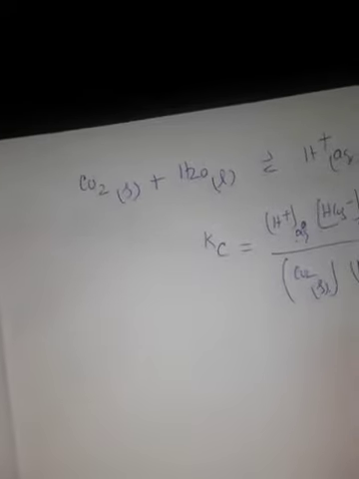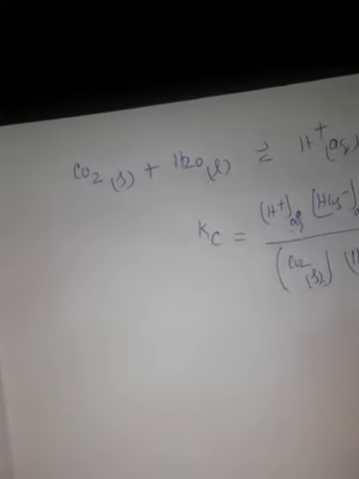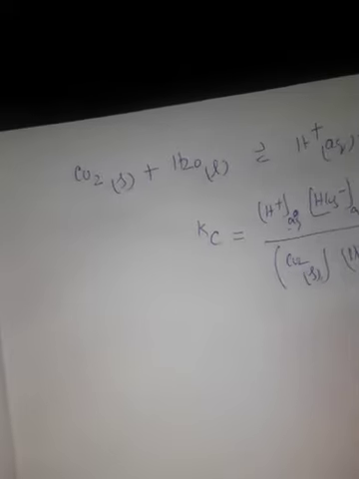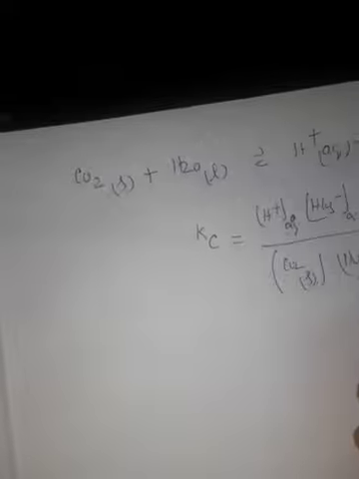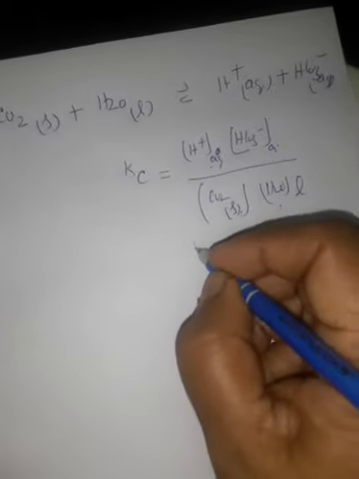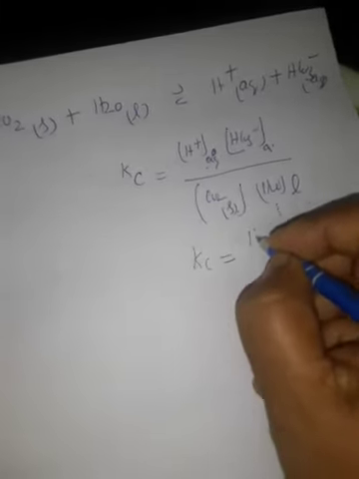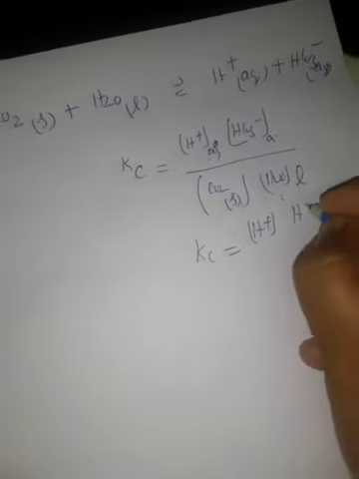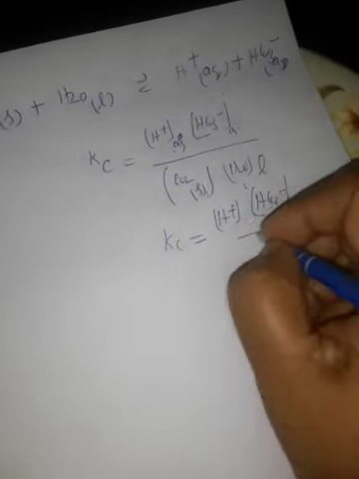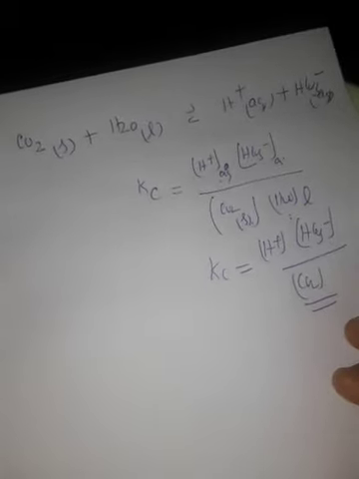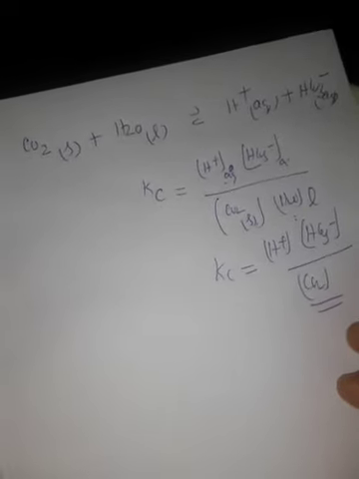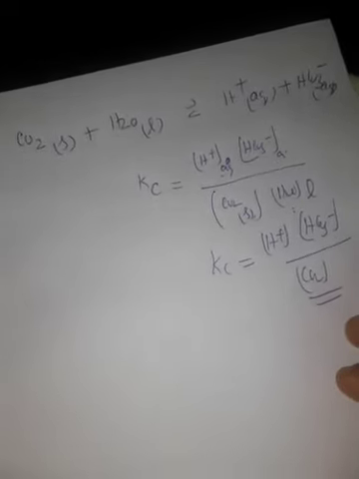Here, a pure liquid is a constant at a given temperature. So the expression becomes Kc is equal to the concentration of H+ into the concentration of HCO3- by the concentration of CO2 gas. The liquid value becomes constant. That is, the concentration of a pure liquid is also kept constant.